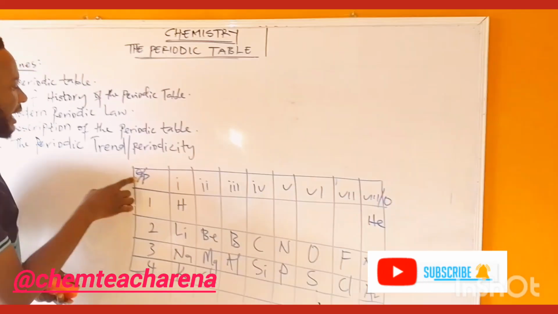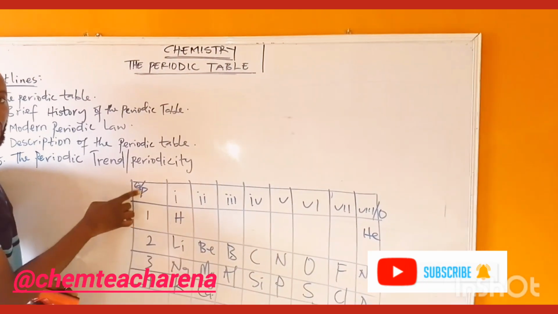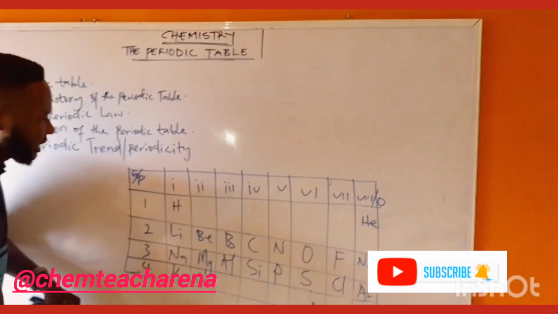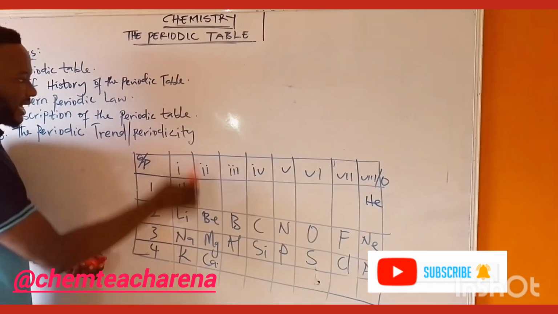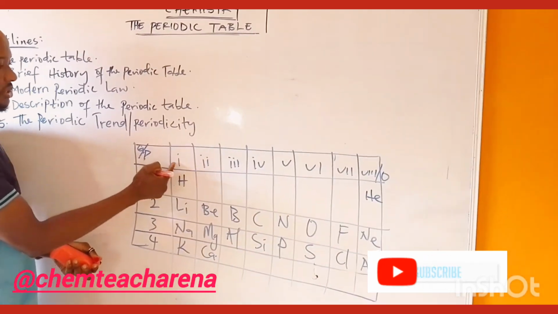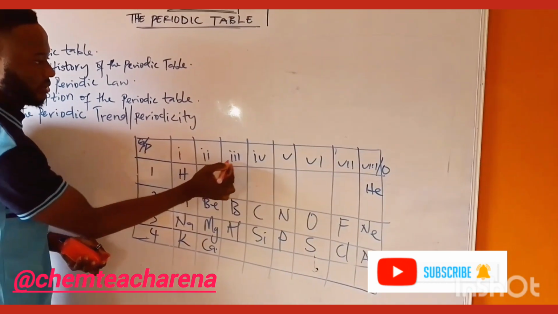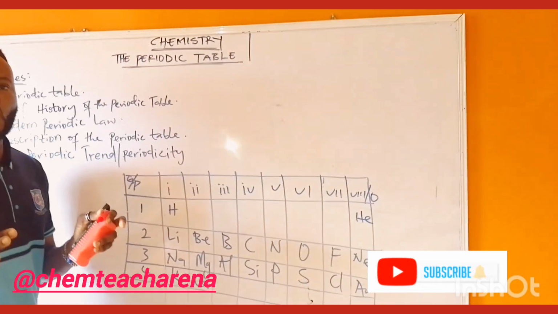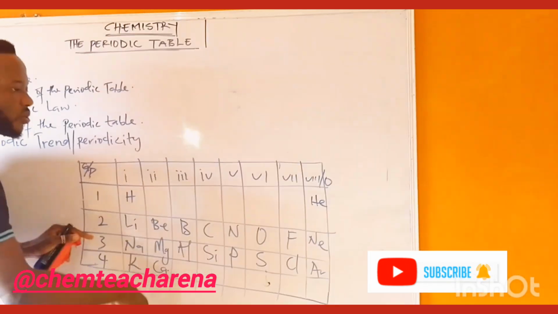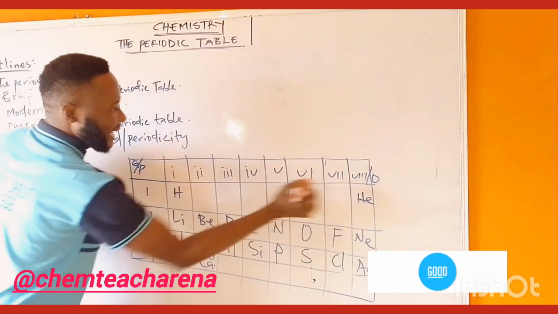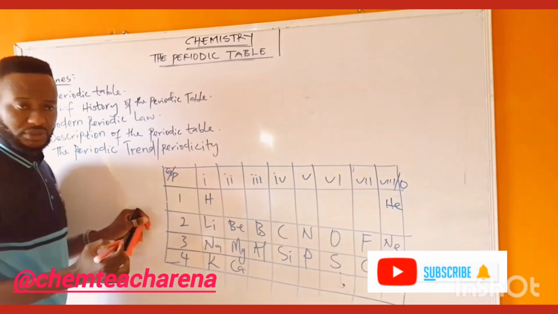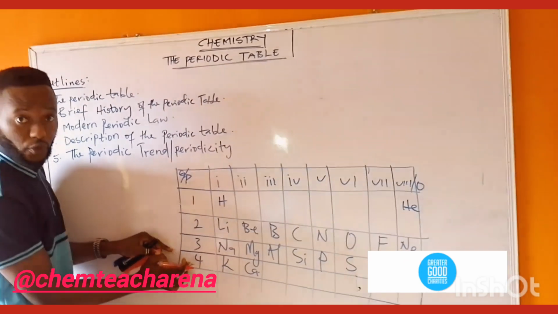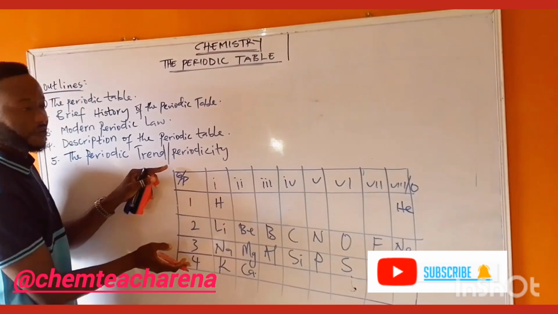Now, if you look at it, I have G over P here. This is group over period. Then the vertical lines, the ones in Roman figures, these vertical lines are the group. The vertical lines are the what? The group. While the horizontal lines are the what? The period. For these first 20 elements, we have period 1, 2, 3, 4.